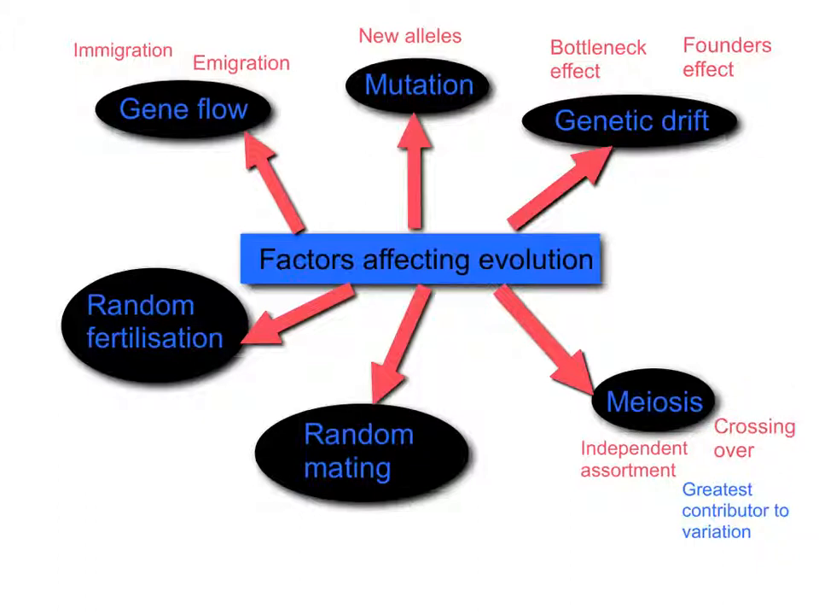Crossing over is where you have the exchange of genetic material between homologous chromosomes. So it is where the partnered up chromosomes may swap alleles between them, always for the same gene though. And the second part is independent assortment.